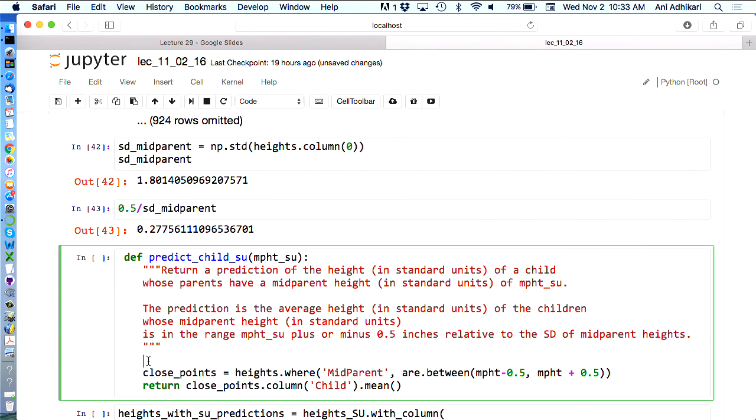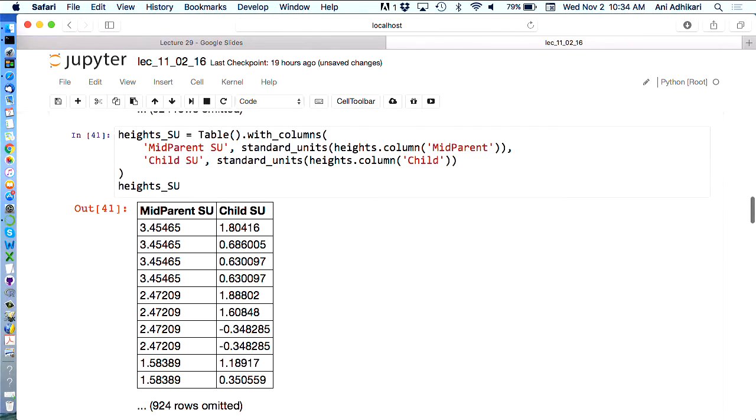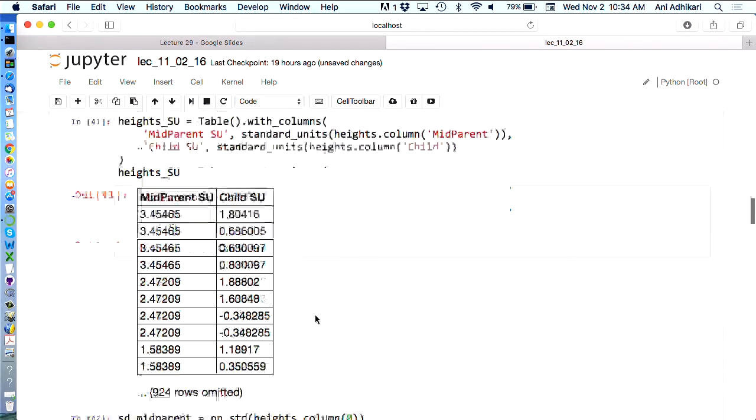In fact, I'm just going to define close to be 0.5 divided by the SD, what did I call it, mid-parent. I'm not even going to put the number 0.277 there because I won't know where it came from. I could. It would be correct. Okay, close points. Heights, not heights. It's heights in standard units. That was the name of my table, was it? Yes, heights in standard units.